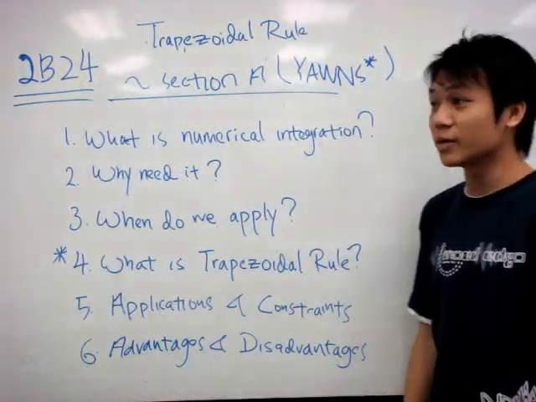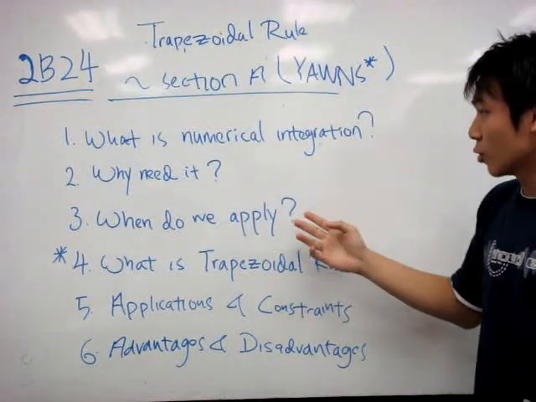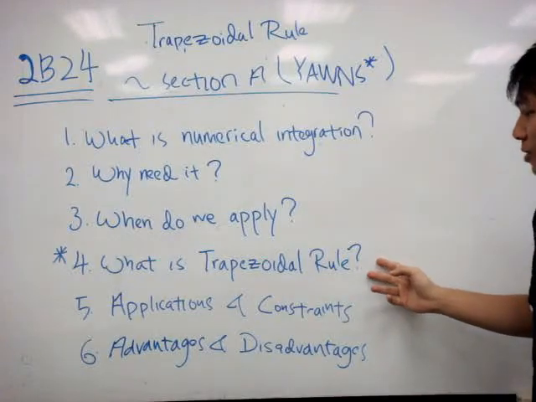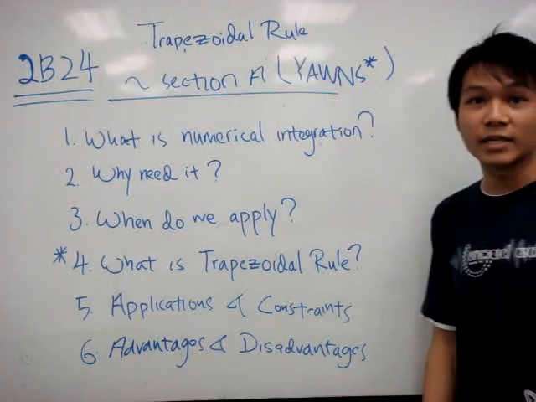I'll be talking about section A today. What is numerical integration? Why do we need it? When do we apply? What is the trapezoidal rule? Application and constraint, and its advantages and disadvantages.